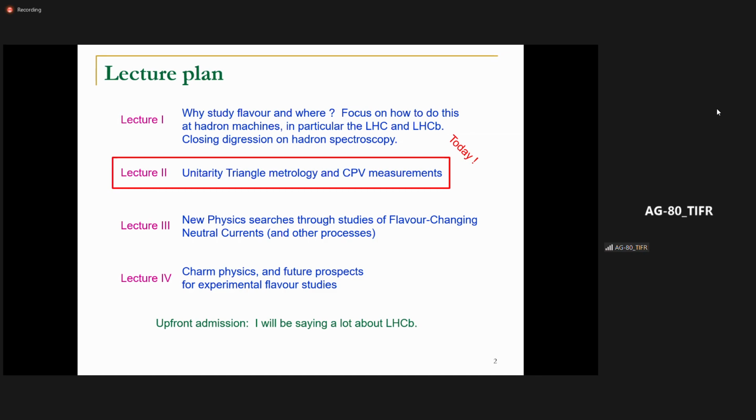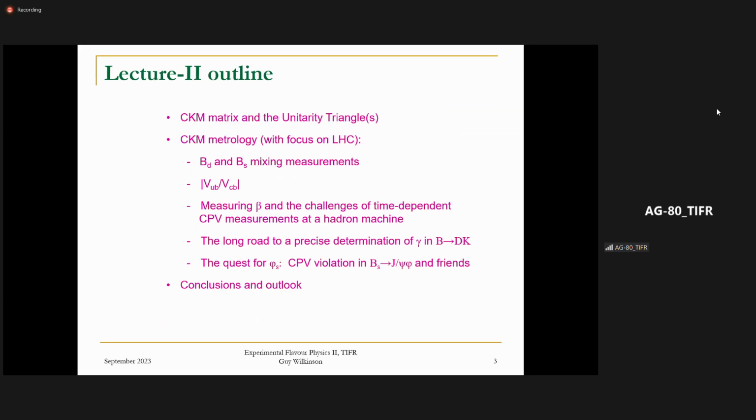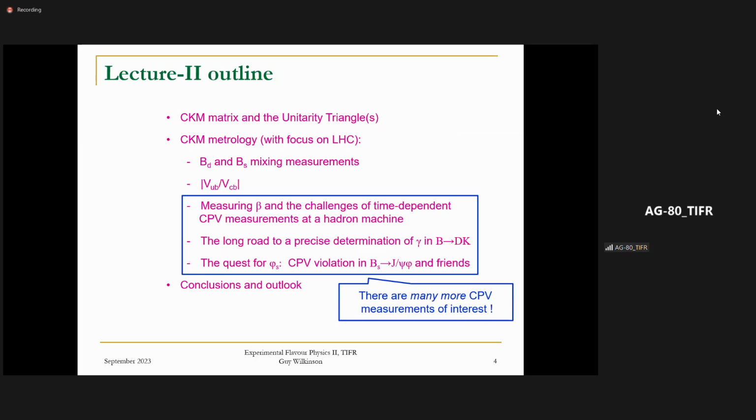We finished with a rather hurried digression on hadron spectroscopy, which is not flavor physics per se, but something that one can do well at these experiments. Today I will focus on a key task of flavor physics, which is to study the unitarity triangle and make measurements of CP violation. This is the roadmap for today's lecture. I will introduce the unitarity triangle and we will look at its key parameters and how we can measure those, with a focus on the CP violating ones. When it comes to CP violation, I picked out certain key modes, but I should emphasize that there are many, many more CP violating measurements of interest. But these are somehow the benchmark channels.